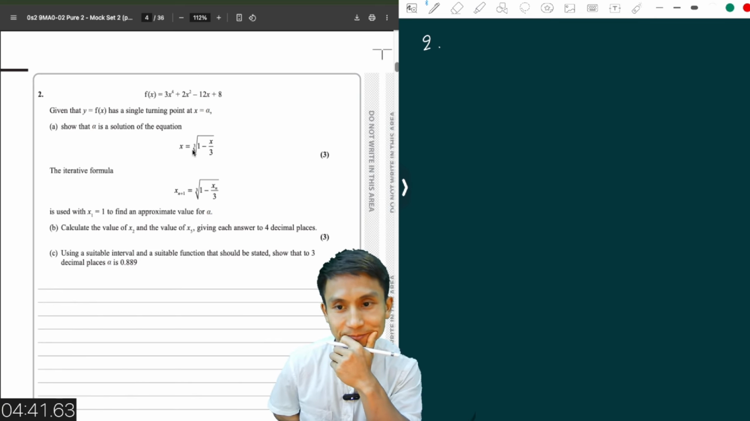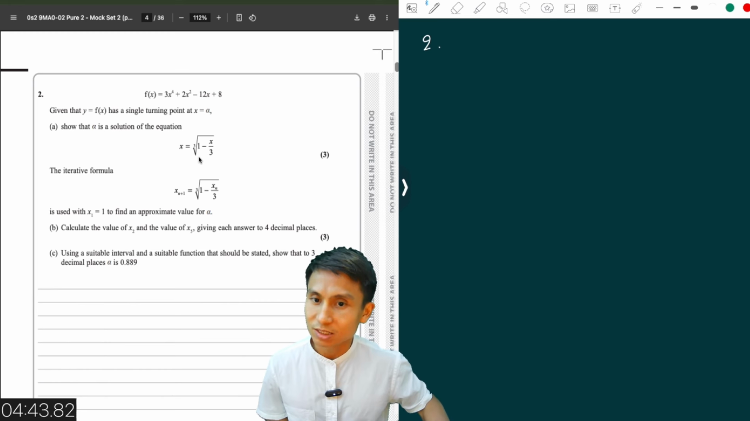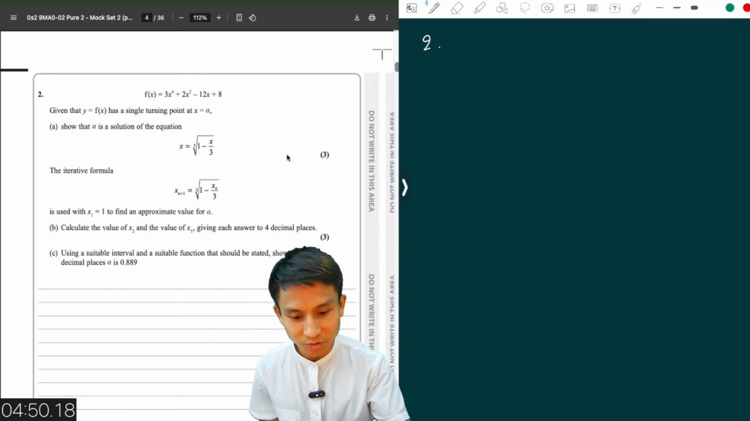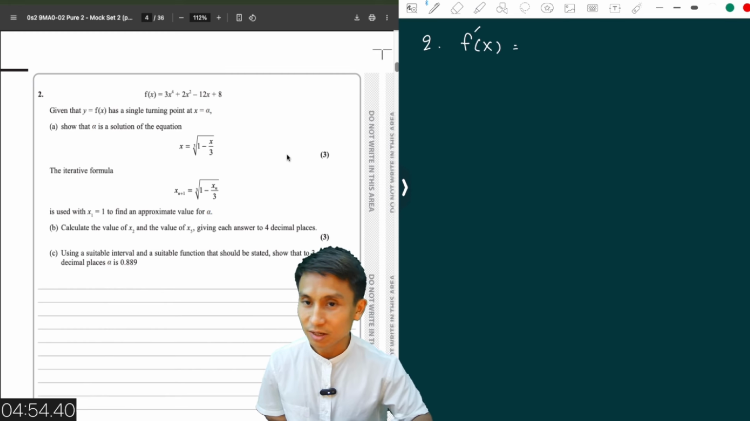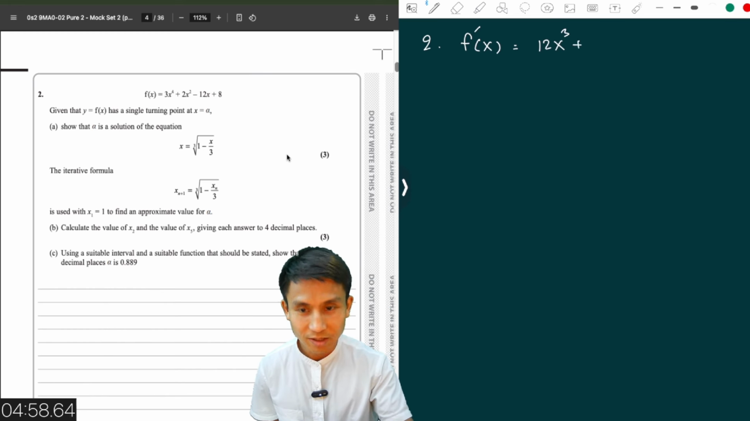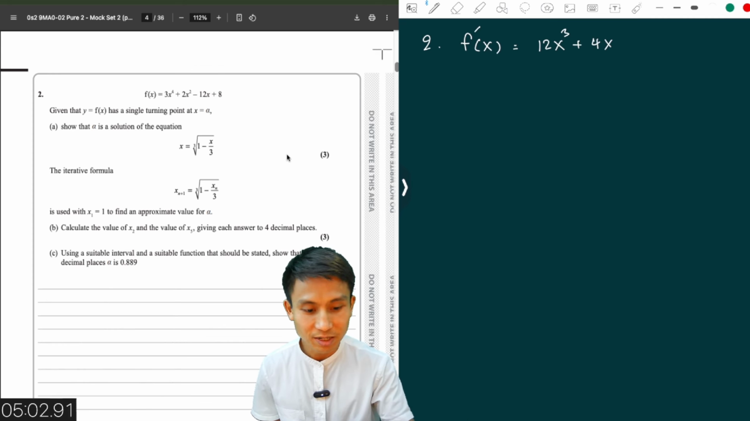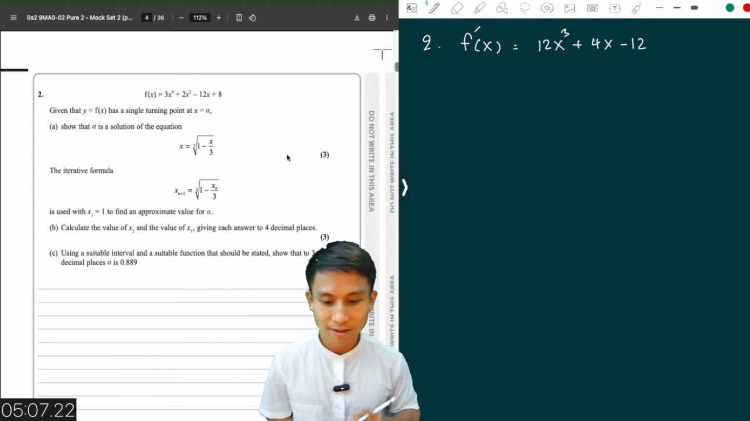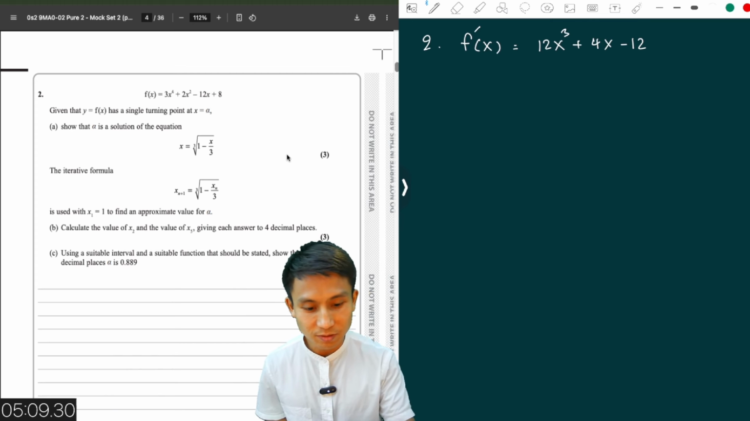This is a turning point, right? So we need to differentiate first. We differentiate: f dash x equals, differentiating 3x to the 4, we get 12x cubed. Differentiating 2x squared, we get 4x. Differentiating 12x, we get minus 12. And the last one goes to 0. And we put this equal to 0.